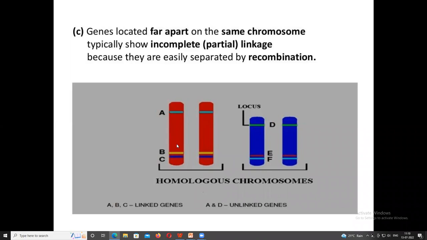Between A and B, there is more distance. So there can be a crossing over between these two genes. But between B and C, there is less distance, so there is no possibility of crossing over. Did you understand? Here there is a possibility of crossing over because there is a distance. Here there is no possibility of crossing over because there is no distance. Am I clear?